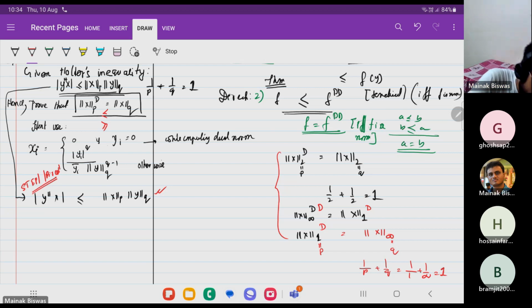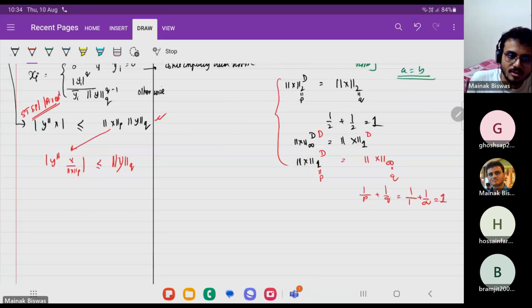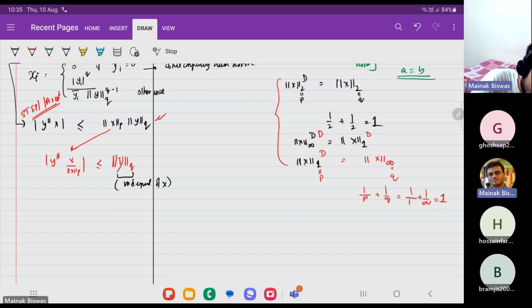What can I do? So can I divide this by p? Do you agree? Since this is a positive number, is this okay? Yes, right? Yes or no? Yes. So now is the right hand side independent of x? It is independent of x, right? Yes. So why will it be true for all x?